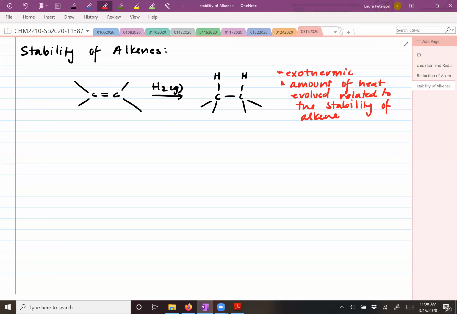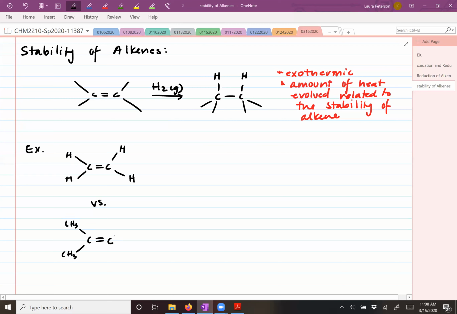So I just want to look at two quick examples that highlight this. What we're comparing is the delta H of hydrogenation, the difference in energy between the products and the reactants of the hydrogenation reaction. We're going to look at ethene, and we're going to compare that to a tetrasubstituted alkene, where each one of the carbons of the double bond is attached to two methyl groups. So this would be a tetrasubstituted alkene, where we have four substituents around the two carbons of the alkene.